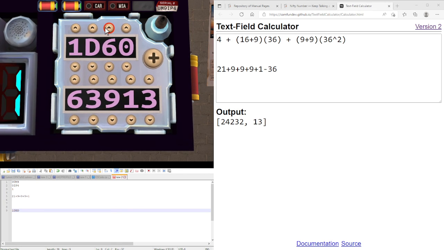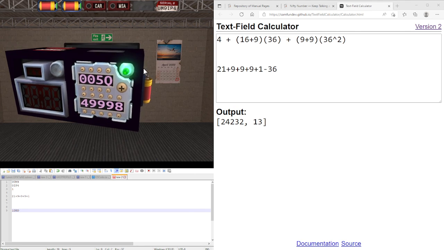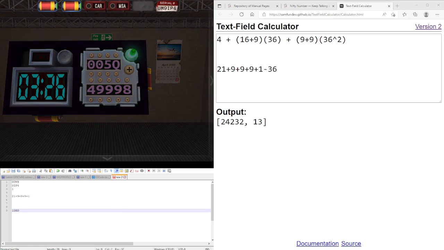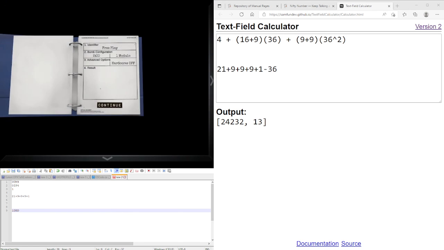D, B, D. Press the plus button, and the module is solved. So hopefully you now know how to solve a Nifty Number, and I'll see you guys in the next tutorial.